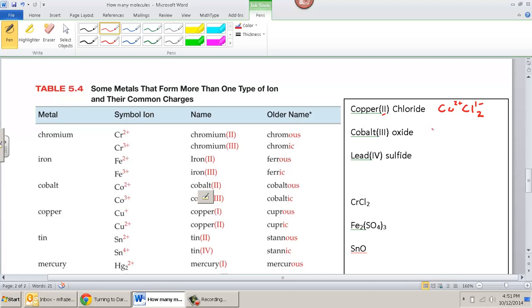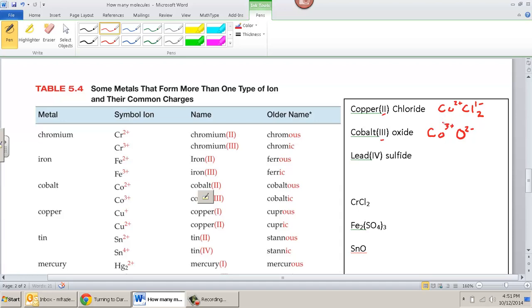All right. Next problem: cobalt 3 oxide. So again, just write out the elements. Co is cobalt, and oxygen, oxide, is O. Now, Roman numeral 3 here tells us that the cobalt's going to have a +3 charge, and the oxygen, being in group 6A, is always going to form a 2 minus ion, an anion.